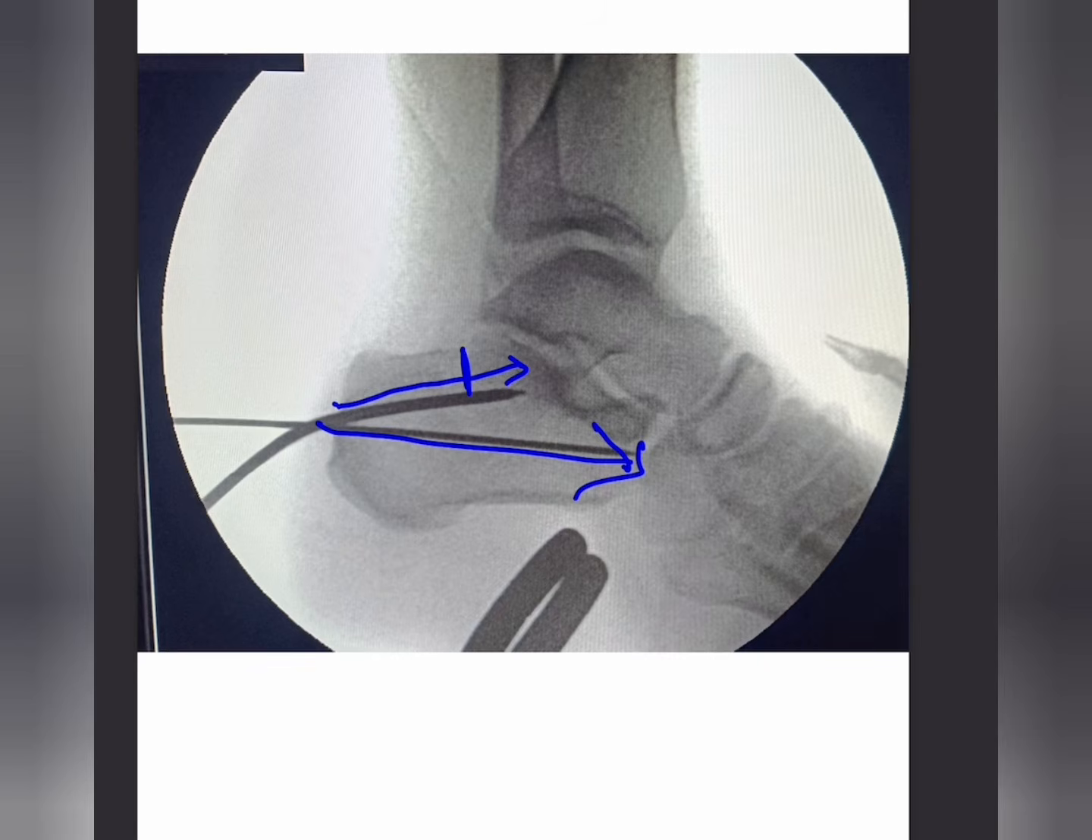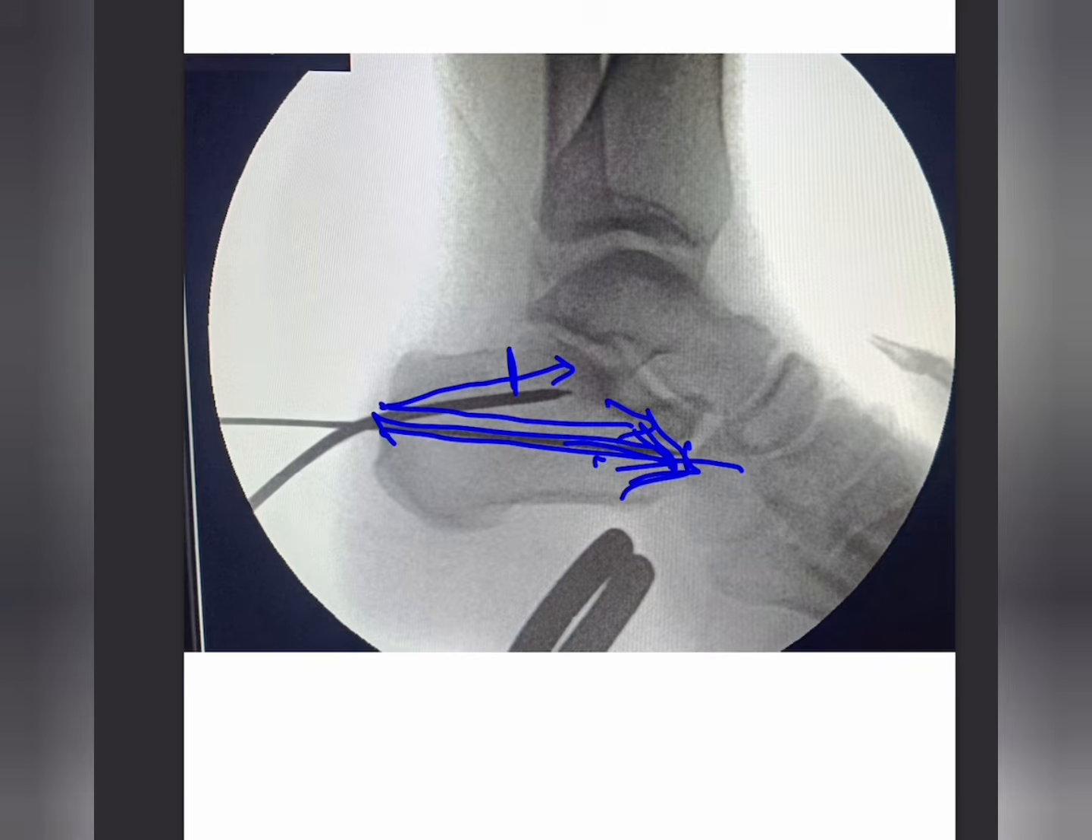Sometimes after putting one CC screw like this, you either go from the medial aspect or you go from the lateral aspect. If it is not stable, if you inserted the screw first through the medial aspect, you can insert the second screw parallel to it through the lateral aspect. That depends on the intraoperative stability and surgeon's choice.